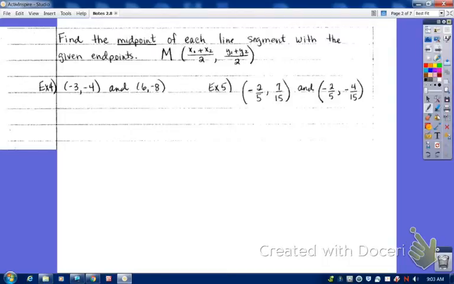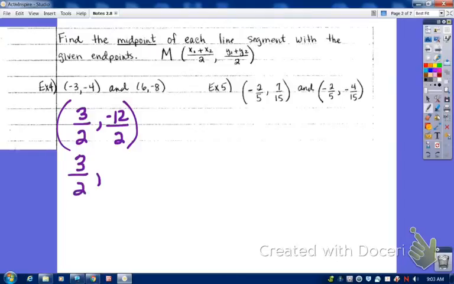So you're going to add your x's. Negative 3 plus 6 in your head is 3, and then you're going to divide by 2. Lots of times they'll just leave that as a reduced fraction. You're going to add up your y's. Negative 4 plus negative 8 is negative 12. So then you would have negative 12 divided by 2, but that will reduce. So your final answer will be the ordered pair 3/2 comma negative 6.